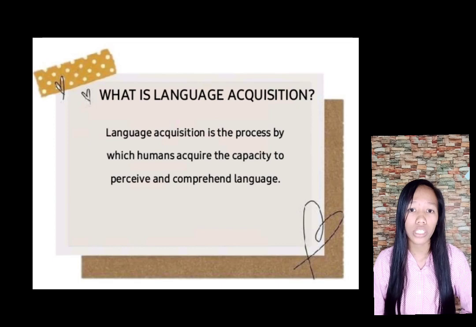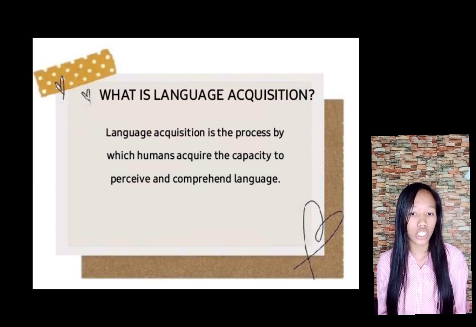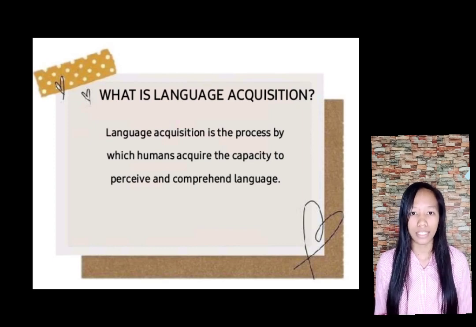So what is language acquisition? So, language acquisition is the process by which humans acquire the capacity to perceive and comprehend language, as well as to produce and use words and sentences to communicate. Language is also a cognition that truly makes us humans.